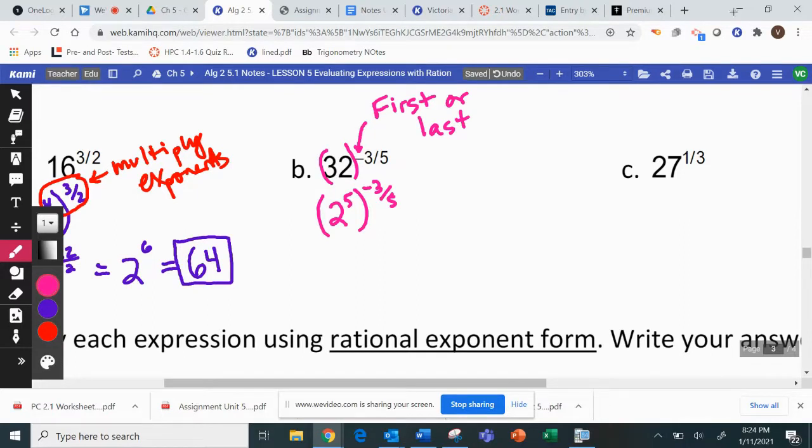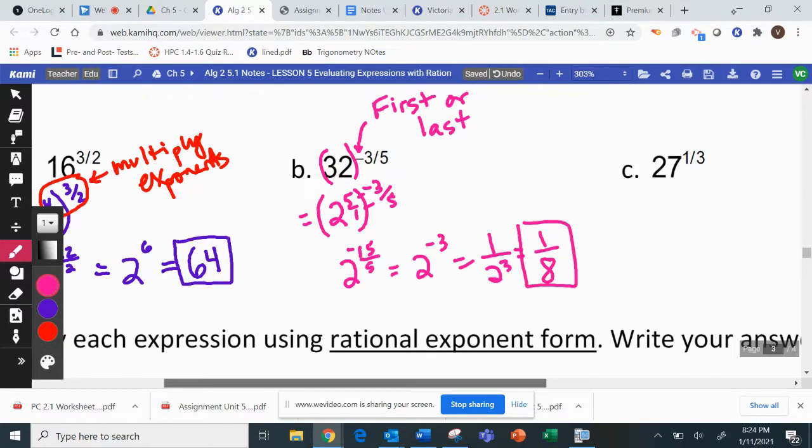All right, I'm going to put the 5 over 1, and I'm going to multiply straight across. I get 2 to the 15 over 5, which is negative 15 over 5. Maybe I should have flipped it first so I don't forget about the negative. So I get 2 to the negative 3, which is 1 over 2 to the 3rd, which is 1 over 8. I probably should have flipped it first because I almost forgot the negative sign.